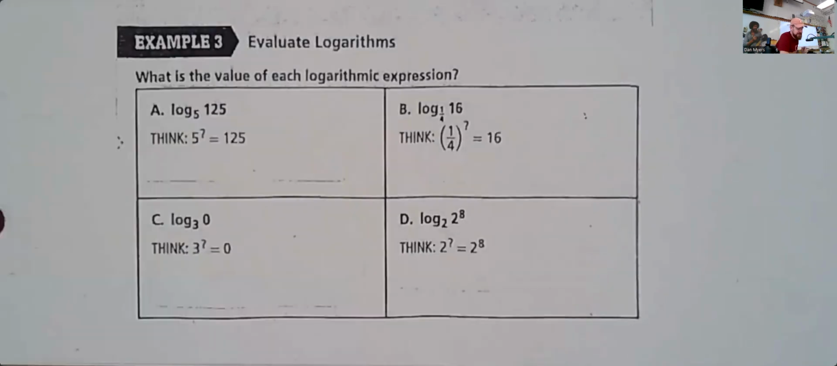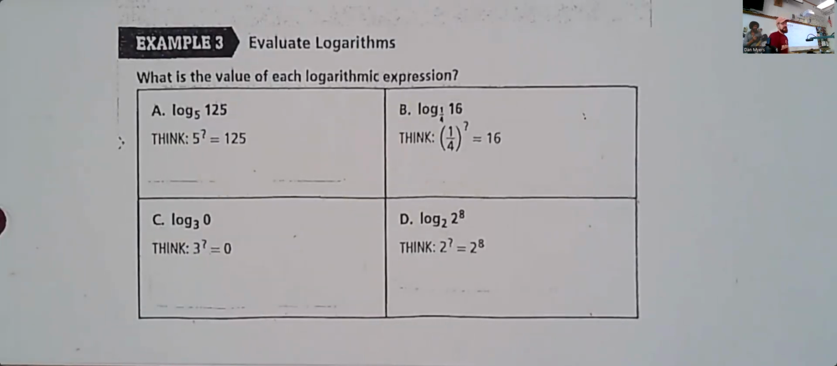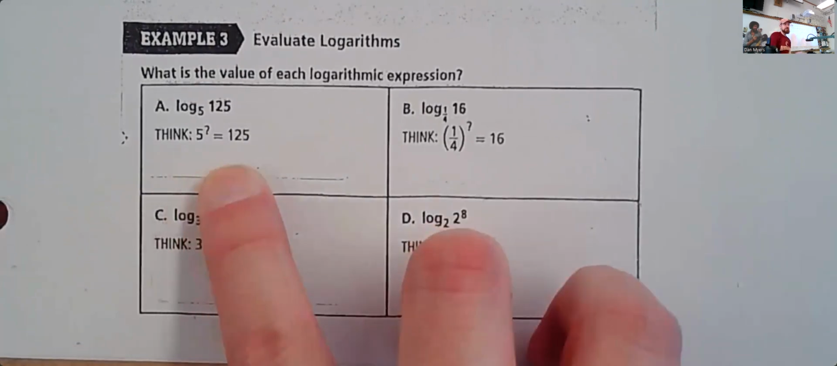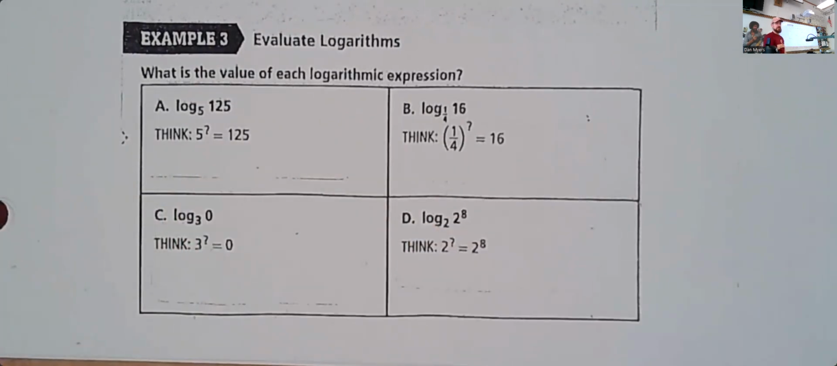So now we're going to be taking a look at solving some of these. So if you have log base 5 of an argument of 125, that means you're trying to figure out 5 to what power equals 125. So it says think 5 raised to what power equals 125. What is the answer? 3. Yeah, the answer is 3. So 3.